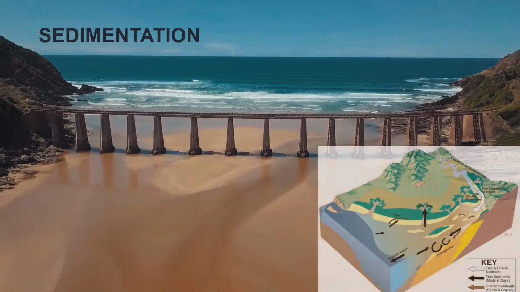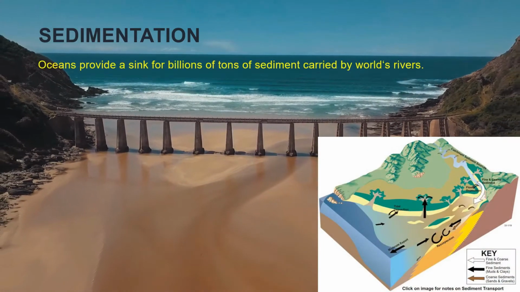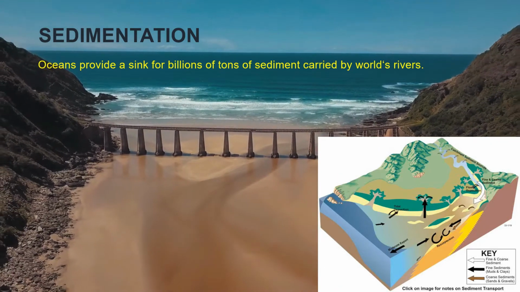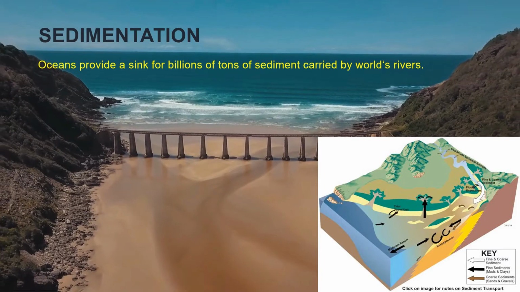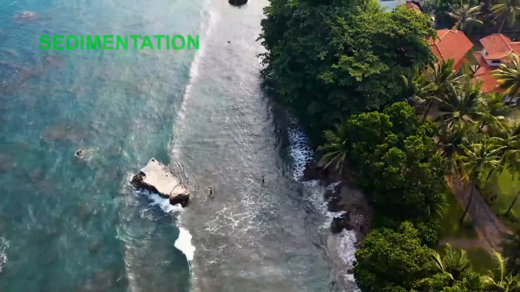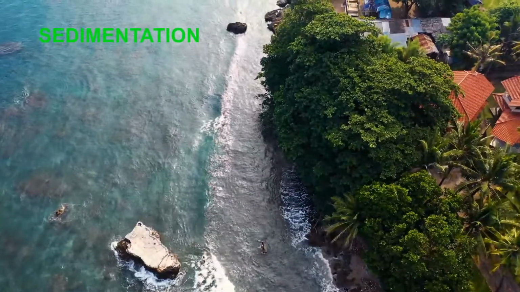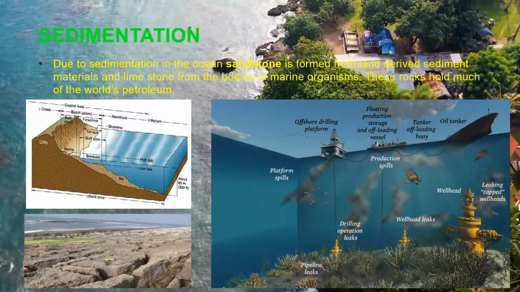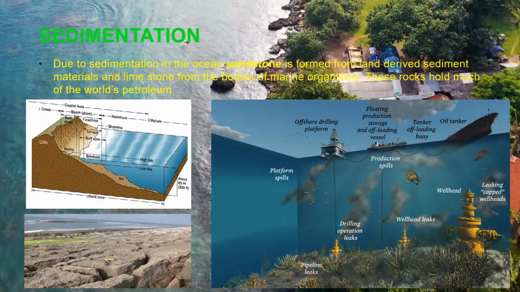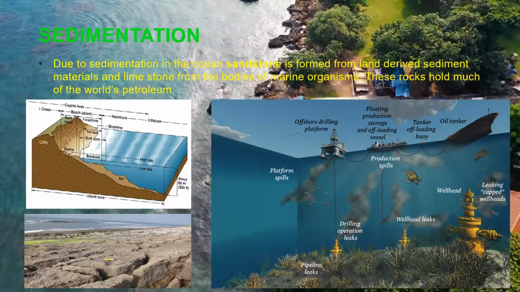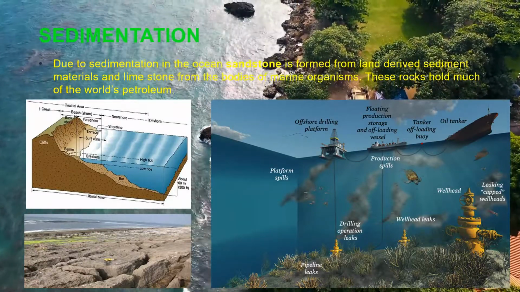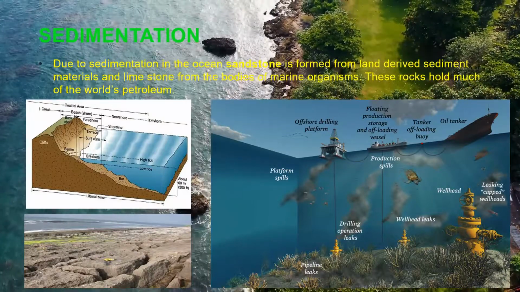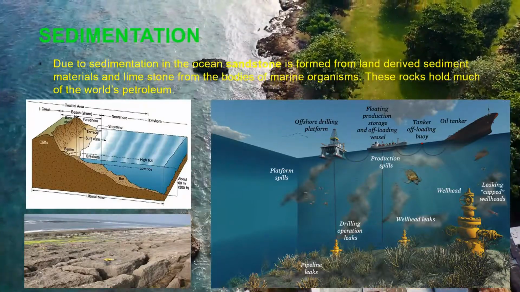Sedimentation. Ocean provides a sink for billions of tons of sediment carried by the world's rivers. Due to sedimentation in the ocean, sandstone is formed from land-derived sediment materials and limestone from the bodies of marine organisms. These rocks hold much of the world's petroleum.